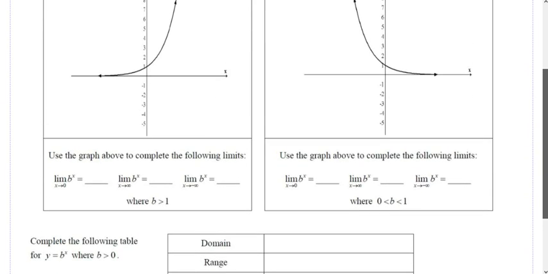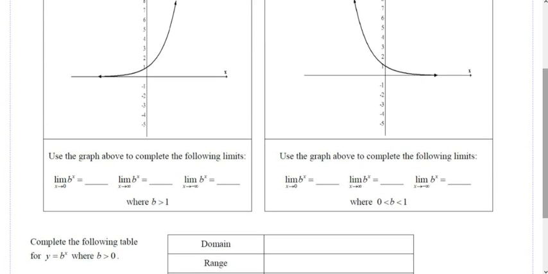So just looking at the graphs, use the graph above. What is the limit of b to the x as x approaches 0? 1, right? It's a nice, continuous function. What is the limit of b to the x as x approaches infinity? Infinity. And what is the limit of b to the x as x approaches negative infinity? Come on, look at the actual graph. 0. Okay, so that's when b is greater than 1.